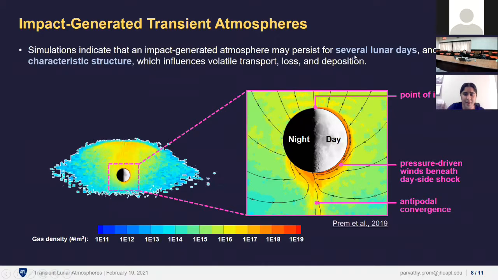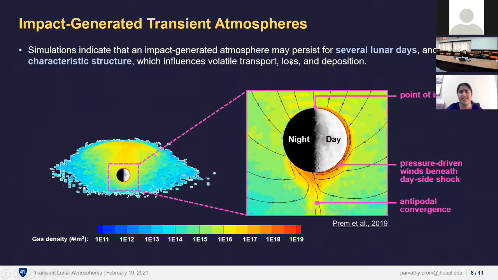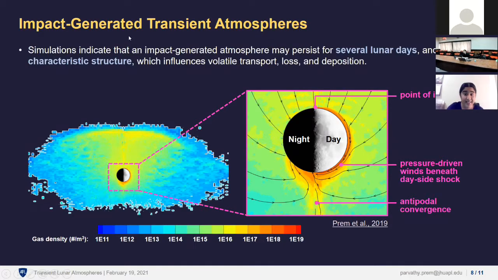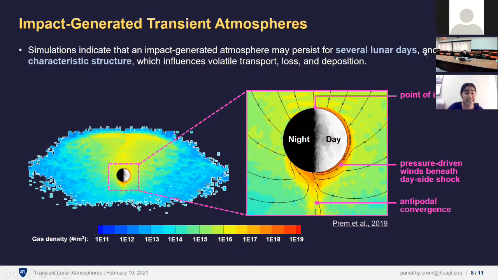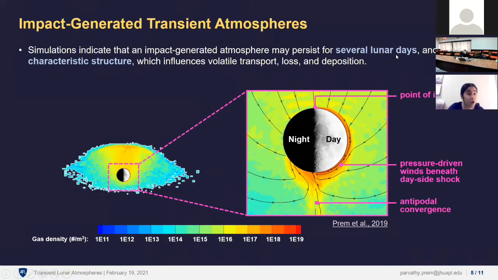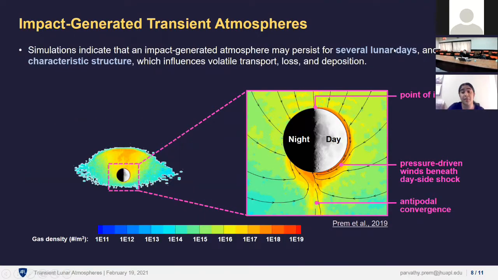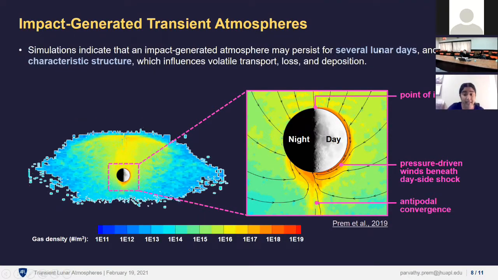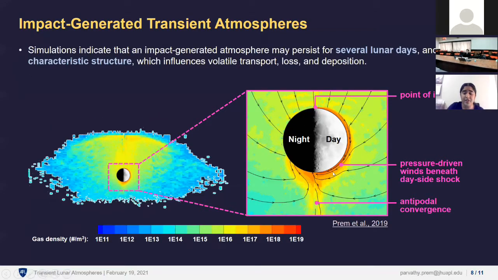And so there are several things that really pop out in these simulations. A few that I wanted to highlight is, well, one thing is we have again this question of how long does such an atmosphere last? And in this case, we think that impact-generated atmospheres might last for several lunar days. So maybe not as long as volcanic atmospheres, certainly not as long as the primordial lunar atmospheres, but they can last for several lunar days. And they also have this certain characteristic structure.